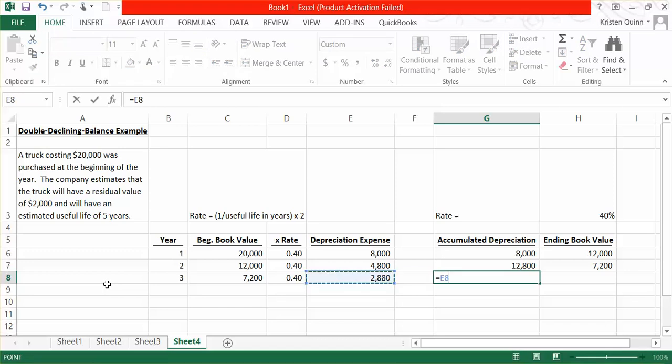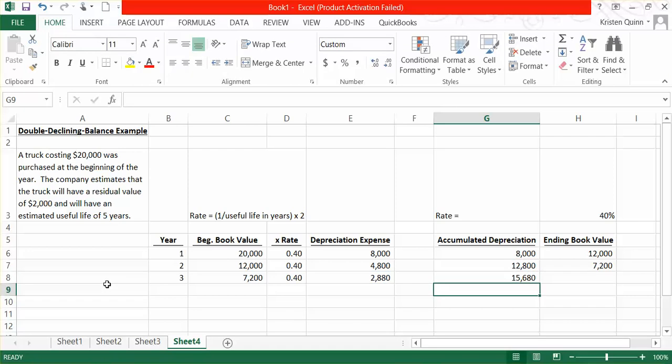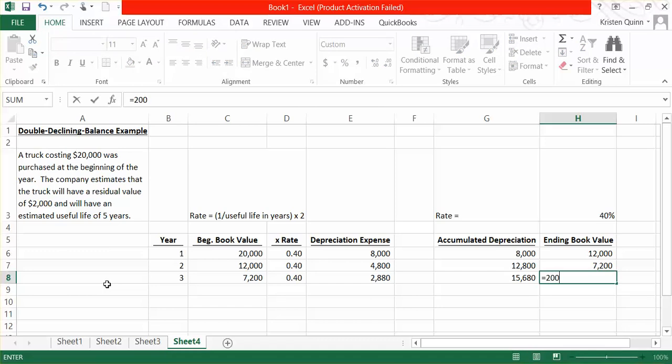We would add that $2,880 to our previous year balance of accumulated depreciation of $12,800 to arrive at this year's accumulated depreciation of $15,680. Ending book value: we take our initial cost of $20,000 and we subtract away our new accumulated depreciation value of $15,680 to arrive at our ending book value of $4,320.